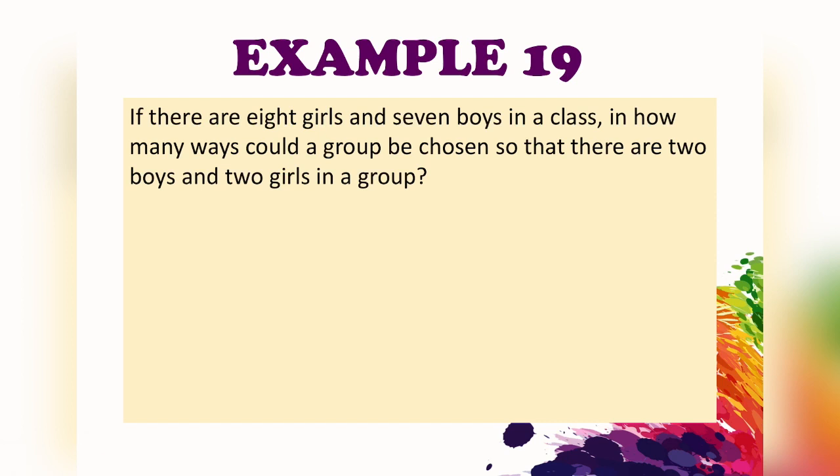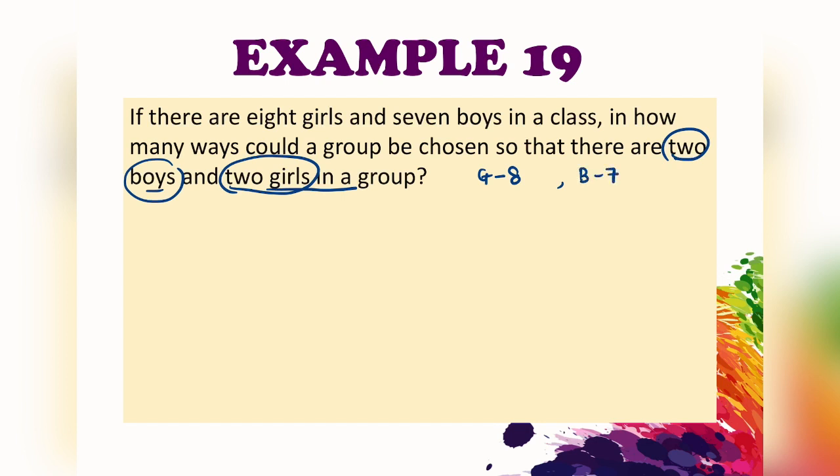Now, let's look at example 19. If there are 8 girls and 7 boys in a class, how many ways could a group be chosen so that there are 2 boys and 2 girls in a group? So here the condition is a group must have 2 boys and 2 girls. So for girls, we have a total of 8. And boys, we have 7.